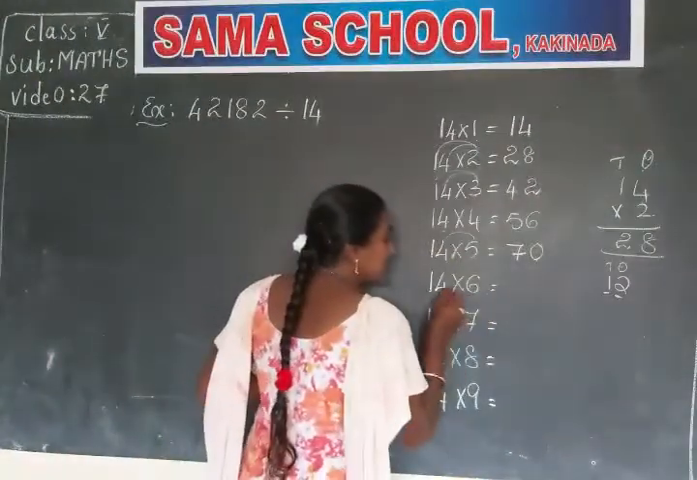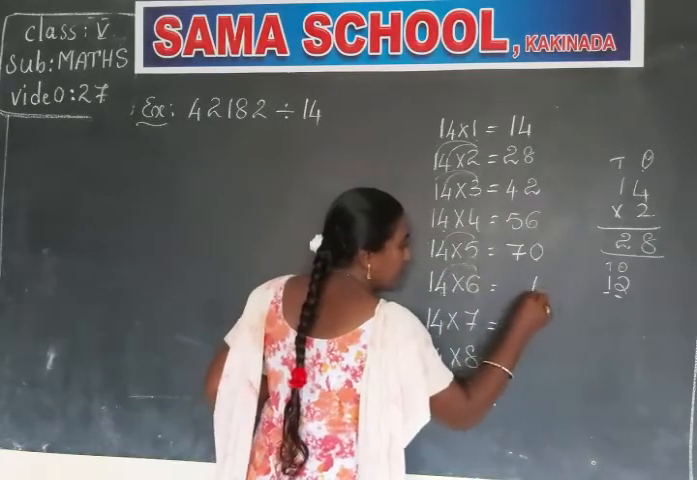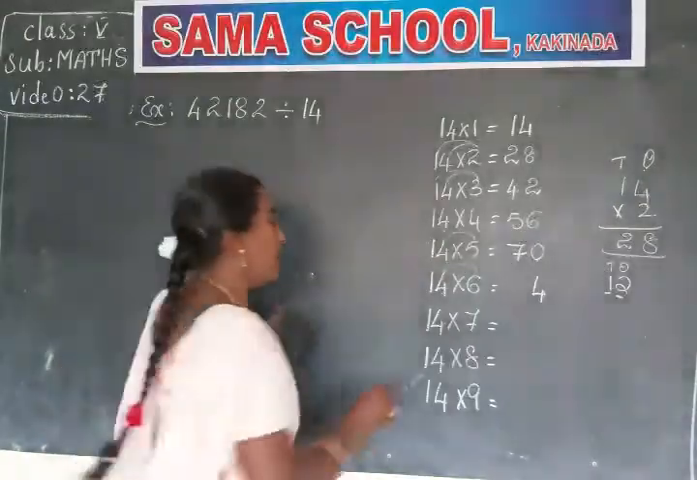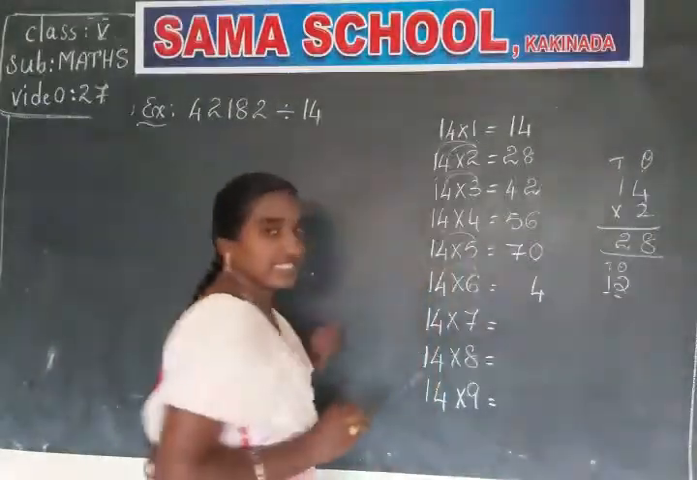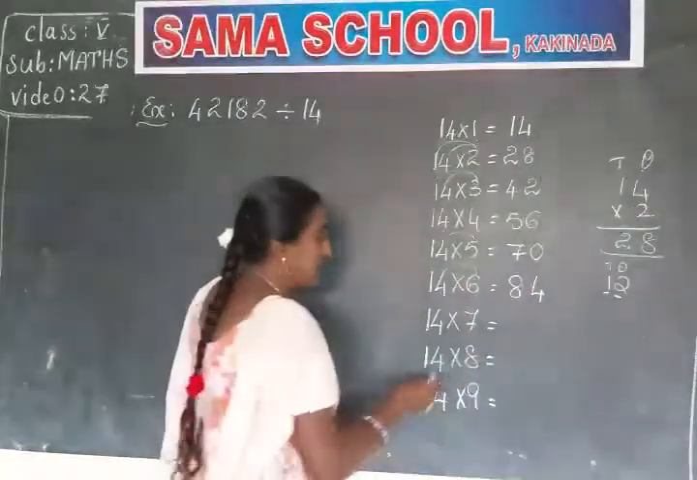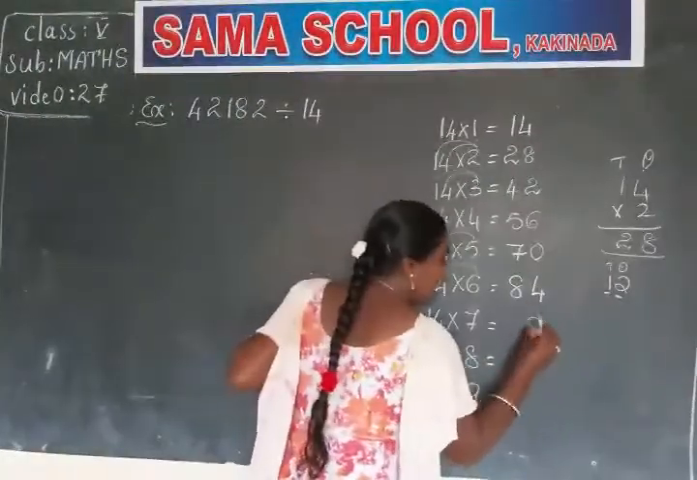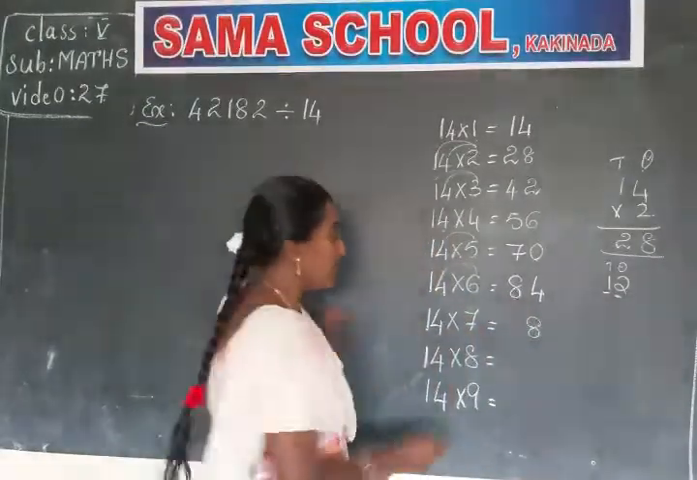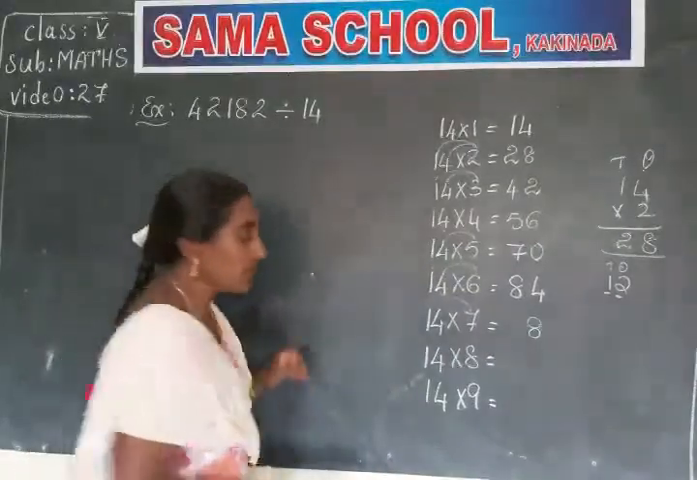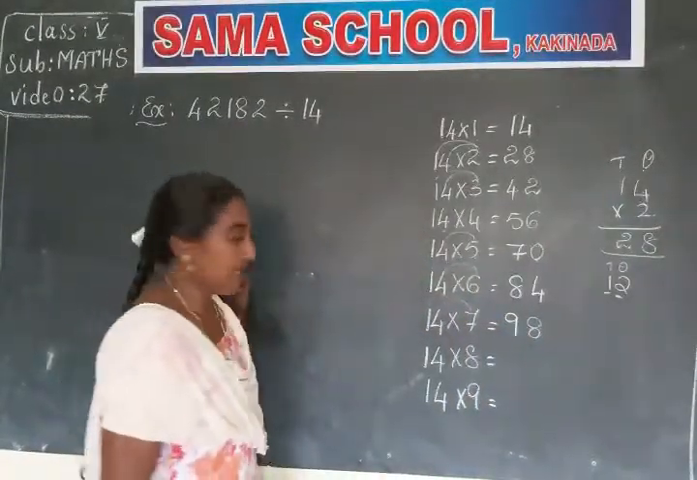Next, 6 fours are. How much? 6 fours are 24. Write 4 here. Again 2 in the mind. 6 ones are 6. 6 plus 2, 8. Okay. Next, 7 fours are 28. Write 8 here. Again 2 in the mind. 7 ones are 7. 7 plus 2, 9.